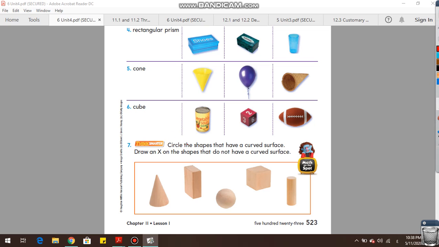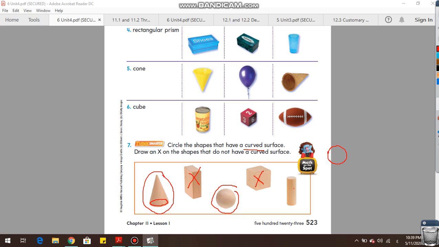Now guys, number 7, circle the shapes that have a curved surface. Draw an X on the shapes that do not have a curved surface. Curved surface means like a circle. Okay, so I'm gonna circle the shapes that have a curved surface. So obviously sphere, and I have here also cone. The base of the cone is in the shape of a circle. Now draw an X on the shapes that do not have a curved surface, like rectangular prism and cube.